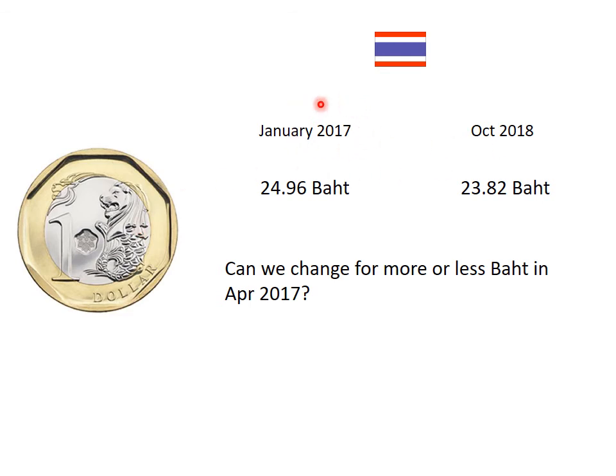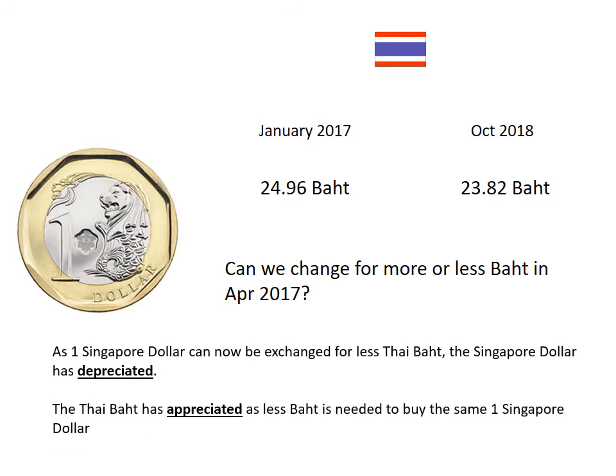In 2017, holders of one Sing dollar managed to change almost 25 Thai baht. But in 2018, your one Sing dollar can only fetch 23.82 baht. So your one Sing dollar fetches less Thai baht. So your Sing dollar actually depreciated. The value of the Sing dollar has gone down because it can be exchanged for less Thai baht.